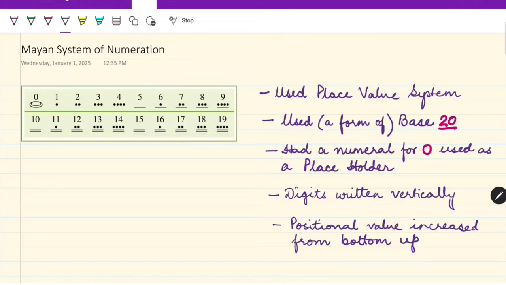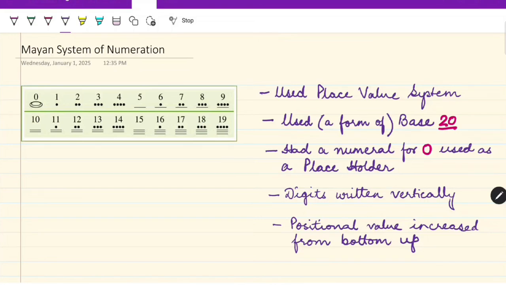The other system that we'll talk about today is the Mayan system of numeration, and that used the place value system, but it used a different base. So we'll talk about that today. We'll get introduced to their numeral system, and we will learn how to convert from the Mayan system to the decimal Hindu-Arabic system and vice versa.